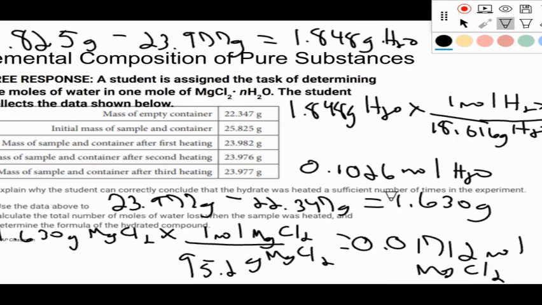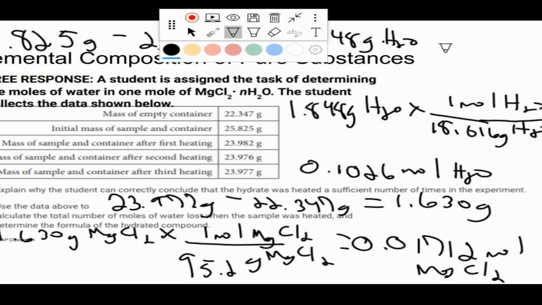And then based on my steps, I'm going to take this ratio divided by this ratio to figure out my N. And so I'll do that up here. I'm running out of room. So I'm going to do 0.1026 divided by 0.01712. And that gives me 5.99, which is going to round up to 6.